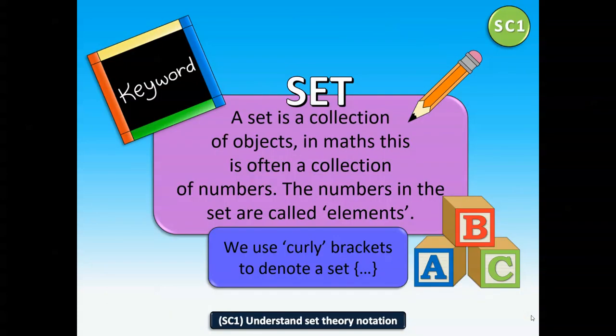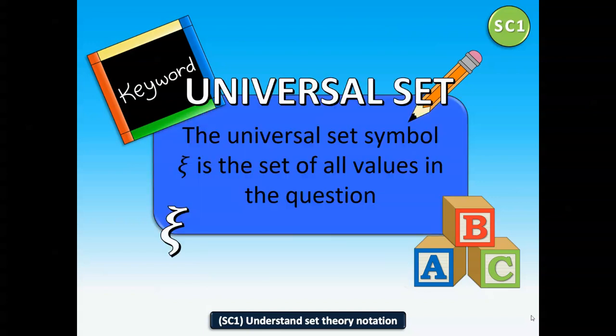So a set is a collection of objects. In maths, this is often a collection of numbers. The numbers in the set are called elements. And we use curly brackets to denote a set. The universal set symbol is the set of all values in the question.